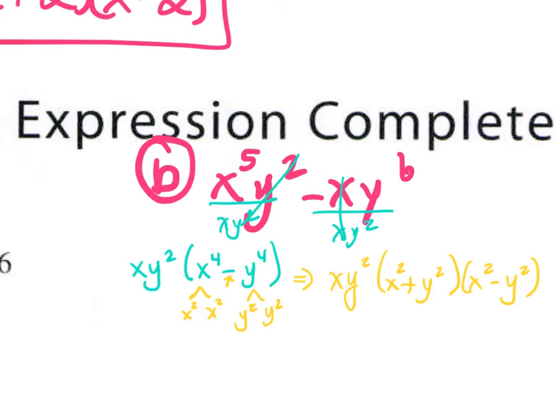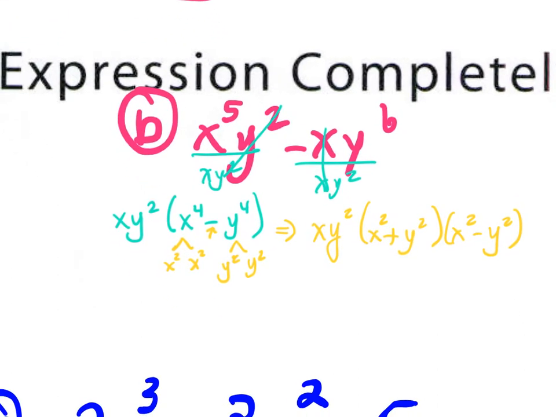Am I completely factored? No. Okay, why are we saying no? I can't do anything else with the x squared plus y squared. I cannot do anything with x squared plus y squared. That's not the difference of perfect squares. There's a plus sign in the middle.